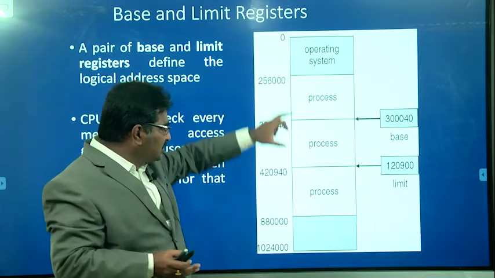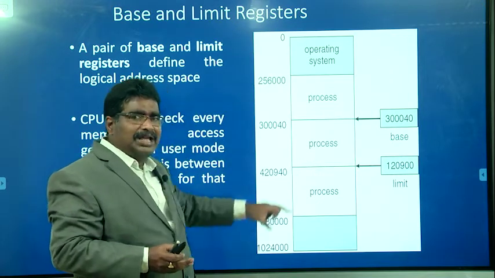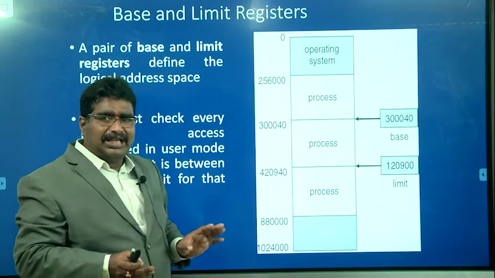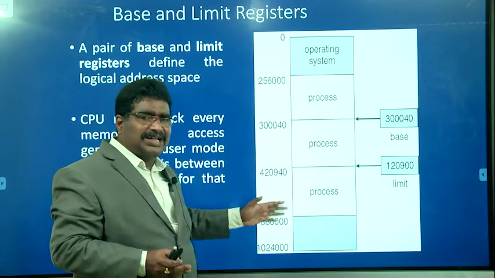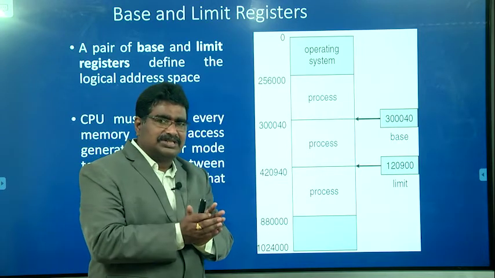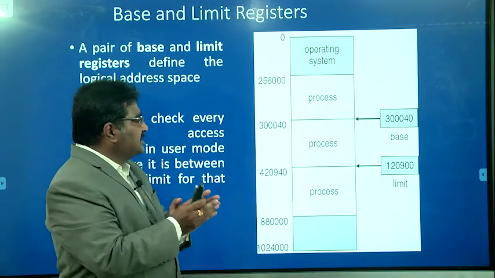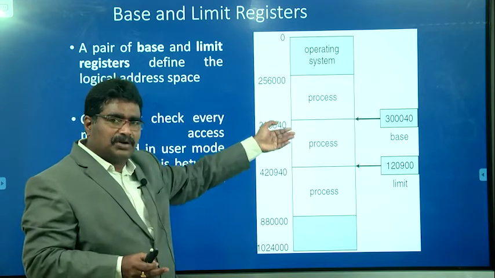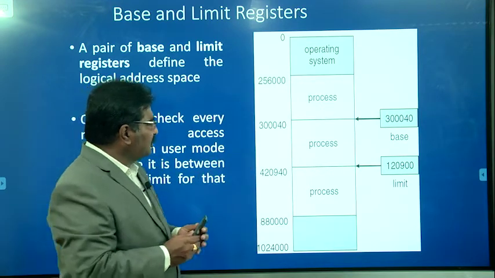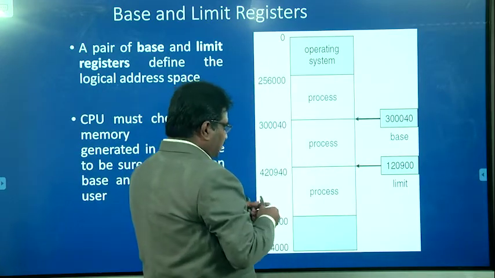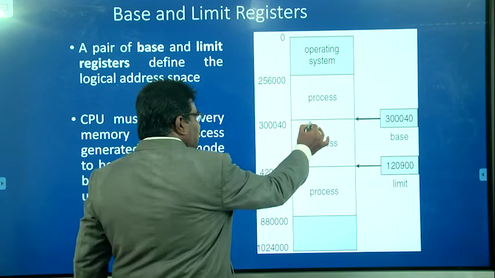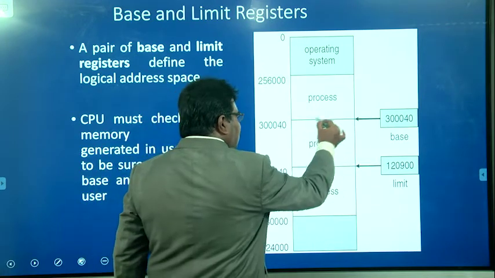And the remaining user space, in this example 1 MB. The 256 KB is allocated for the operating system and the remaining is allocated for the user space. In that user space, the user is allowed to store his processes. For example, we are assuming that one of the processes is stored in this location. So this is the location where it stores the user process.